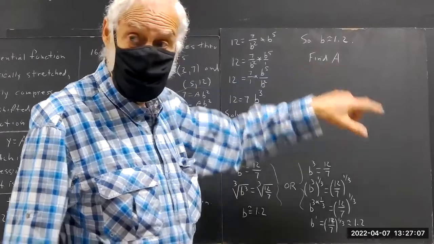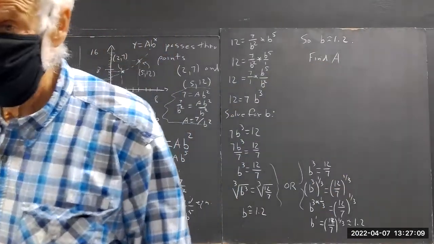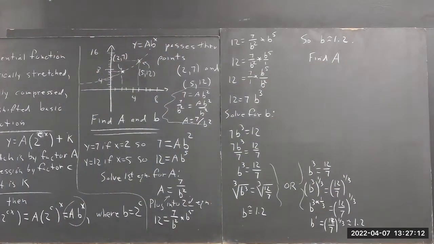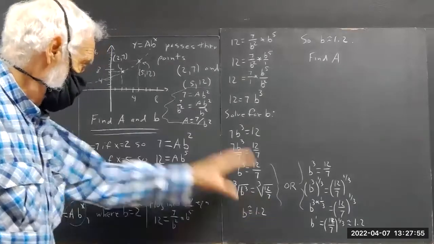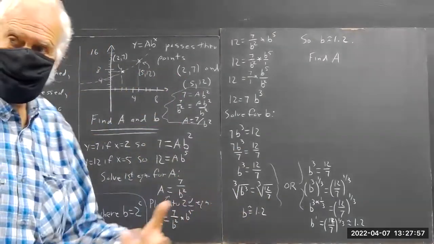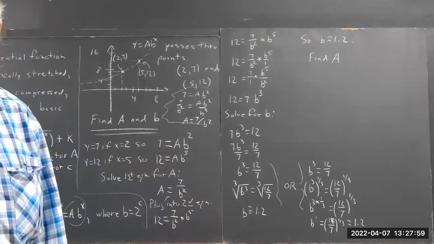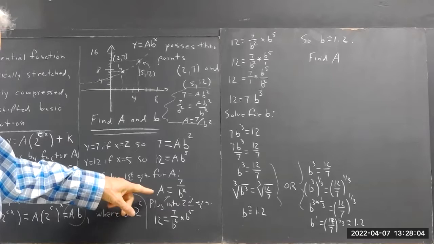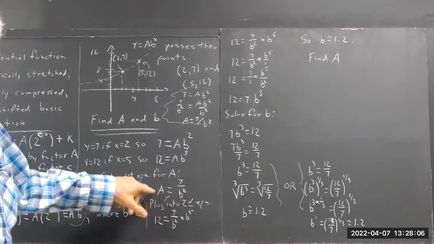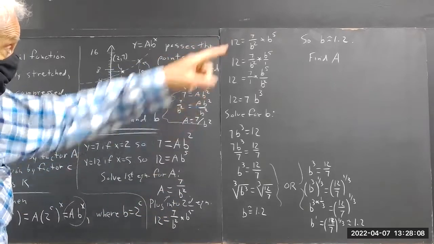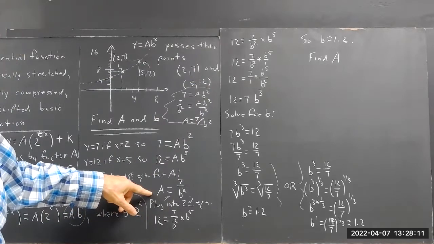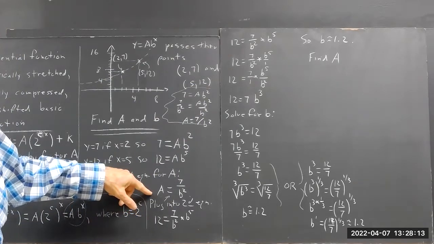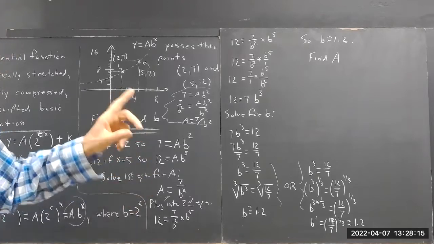If that's right, what is the value of A? What is it that we see over here that allows us to find A if we know B? Well, we solved for A in terms of B. A is 7 over B squared. So now that we know B is 1.2, it's really easy to find A, isn't it? Okay, so go ahead and do that.